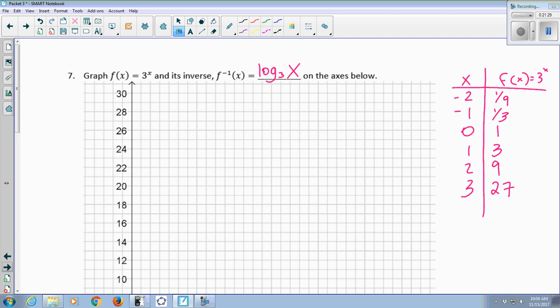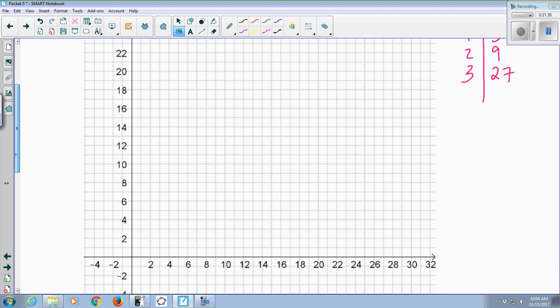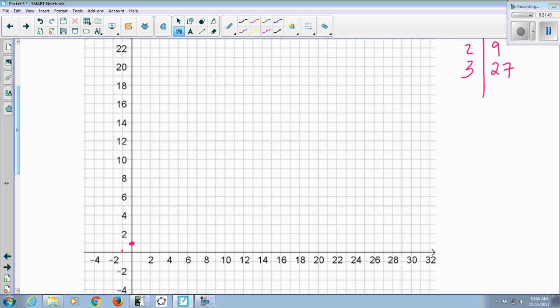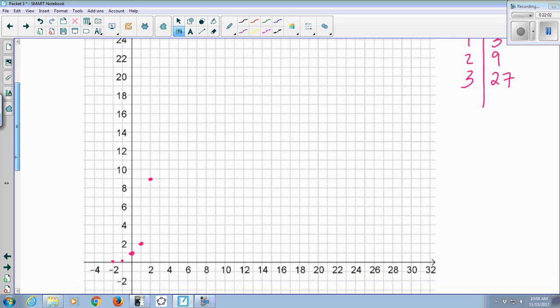I'm going to plot those points to get my graph of f of x. So I have (0, 1). -1 is about a third, and then -2 is a ninth, super close to 0. And then 3 to the first is 3, 3 squared is 9, 3 cubed is 27. I'll connect these with a nice smooth curve. Looks like I've got an asymptote on the x-axis.